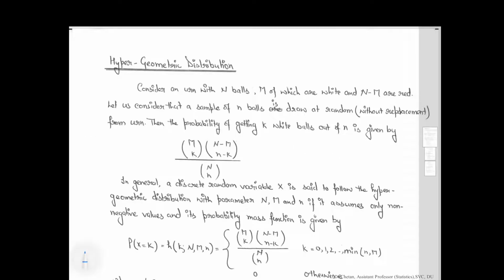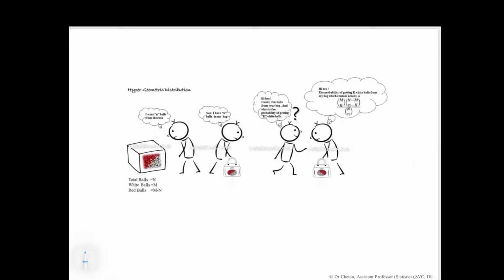In this particular lecture, we will discuss the hypergeometric distribution and its associated topics. For this distribution, let us consider a box which contains N balls. Out of that, M are the white balls and N minus M are the red balls. Consider that a sample of small n balls is drawn at random without replacement from this box.